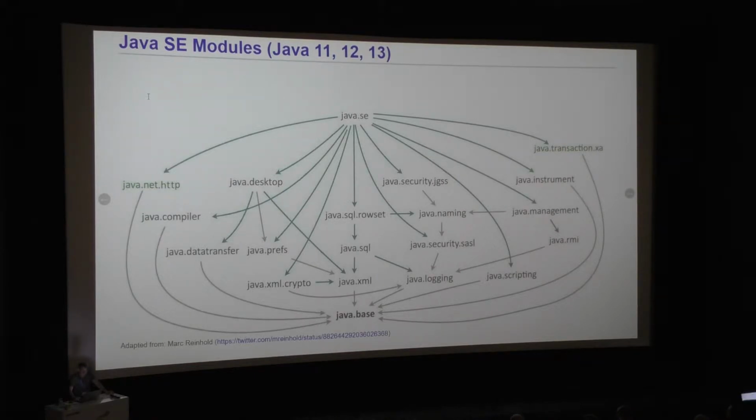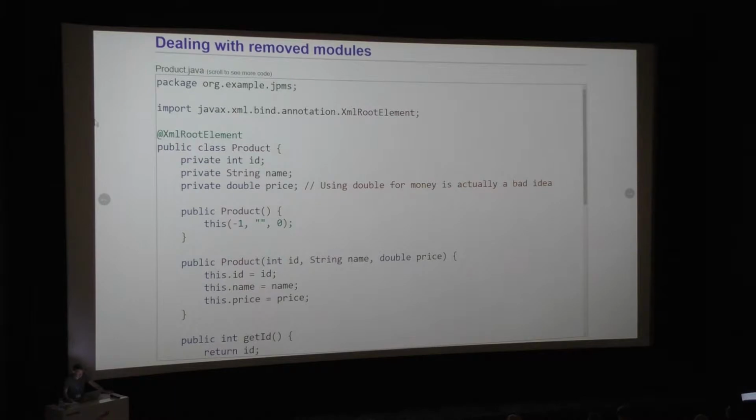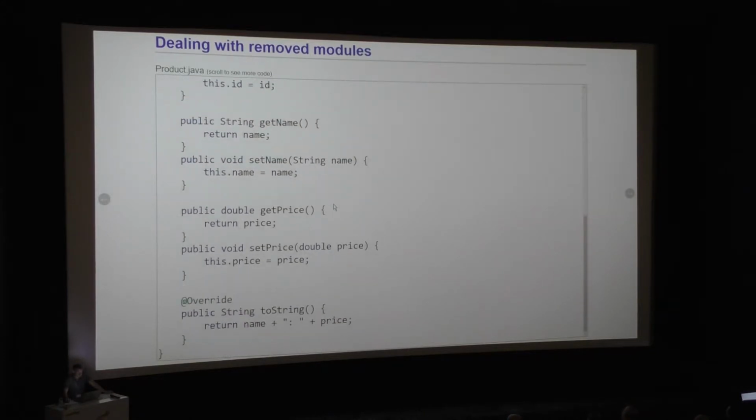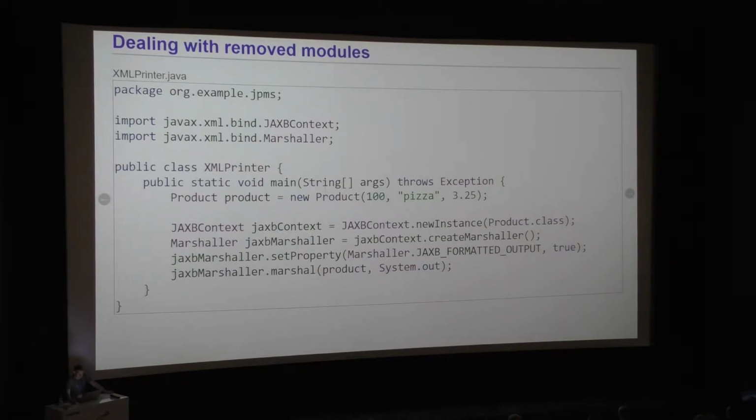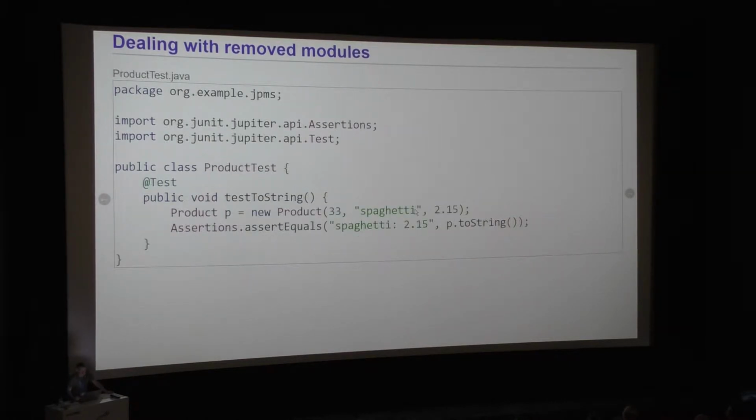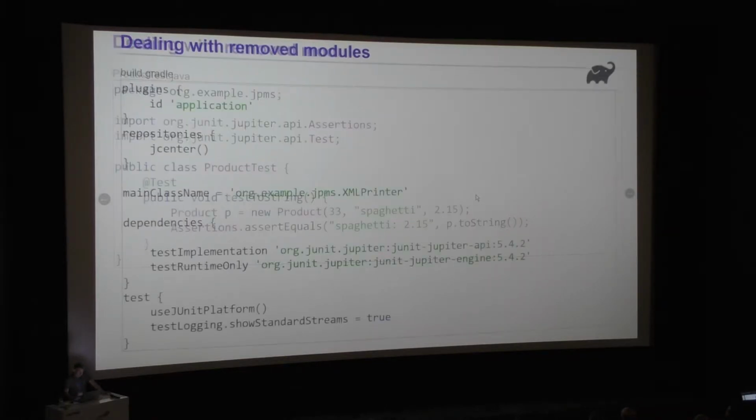To illustrate this, let's consider a small program that prints the XML representation of an object. I have here a product class with ID, name, and price, with accessor methods, getters and setters, and a toString method. Because I want to serialize this class as XML, I also put here the XmlRootElement annotation. In the main method, we instantiate a new product, we marshal it, and then we print its XML representation to the standard output. For the sake of completeness, we also have a unit test class to test our product. There is not much to test on this class, so here I only check if the toString method works as expected. And we build everything with Gradle.